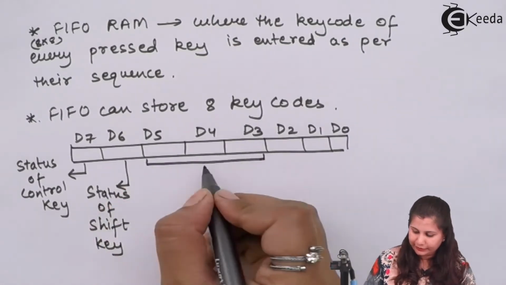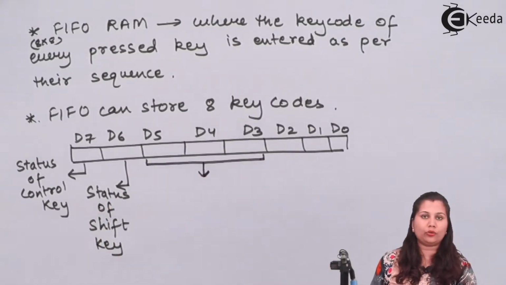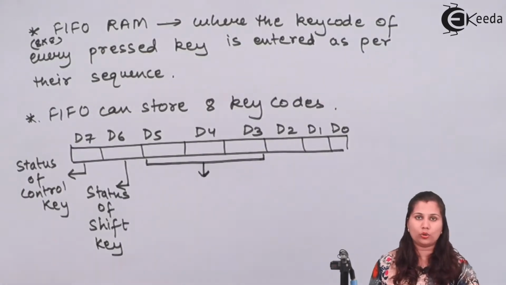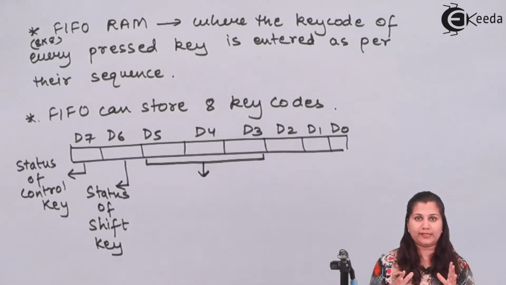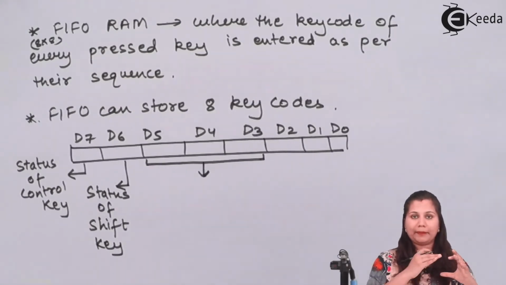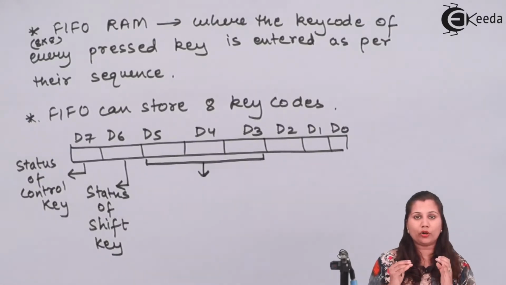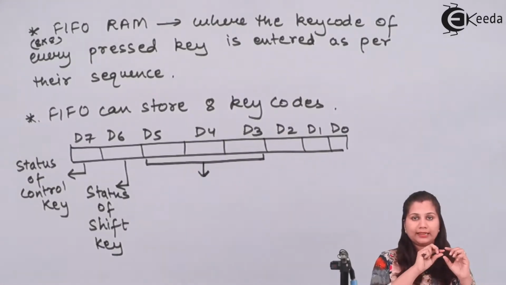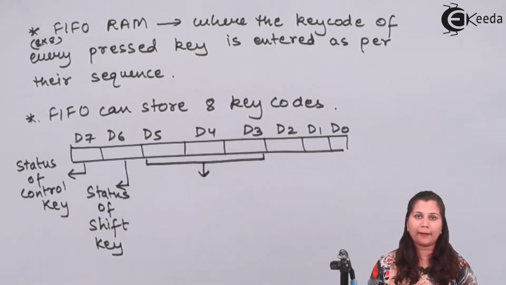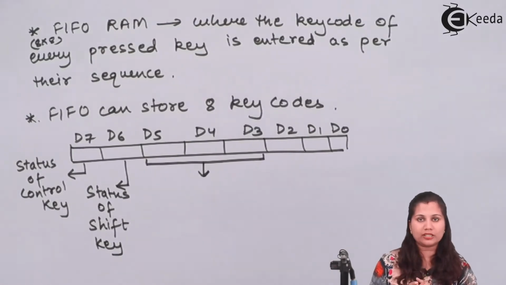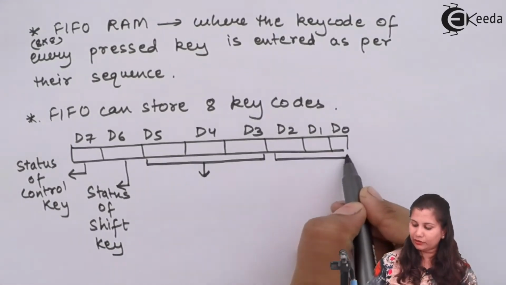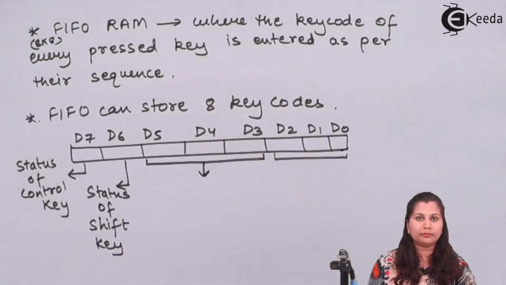D5, D4 and D3 are the binary value of the row in which the key is closed. Okay, because we want to send the information to the CPU that the keyboard has 64 keys, and these 64 keys are placed in some rows and columns. So we want to give the information to the CPU that in this row and in this column the key is pressed. So D5, D4 and D3 are the binary value of the row in which the key is pressed, and D2, D1 and D0 are the binary value of the column in which the key is pressed.